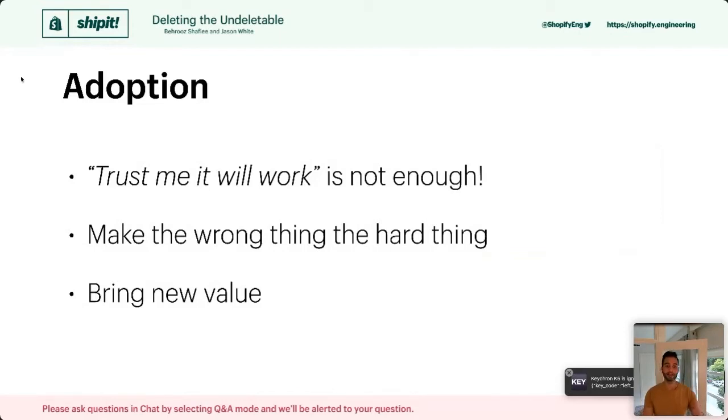And next, we found that making the right thing the default and the easy thing to do was very important in adoption of our tooling. And once the right thing is the easy thing to do or the default thing, then people are actually very willing to respect privacy and do the right thing. And similarly, making the wrong thing the hard thing.